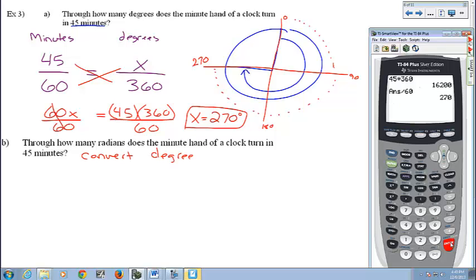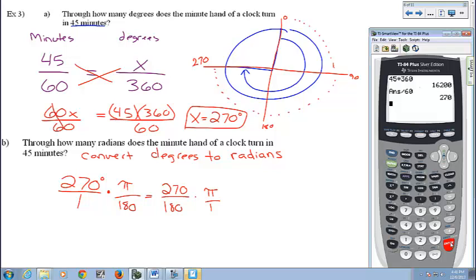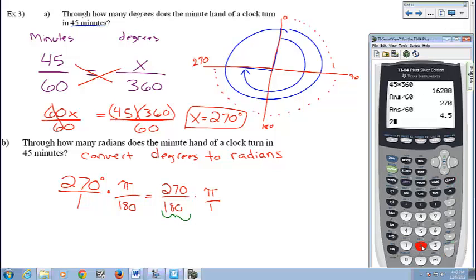Now in part B, we're asked to find that same rotation not in degrees but in radians. So all we're going to do is convert our 270 degrees to radians by using our conversion factor. In other words, I take 270 degrees over 1 and multiply by pi over 180 degrees. Remember that I can rewrite this as two fractions, 270 over 180 times pi over 1. Now all I have to do is deal with that first fraction. I plug it into my calculator, 270 divided by 180, and I come out to a value of 1.5.